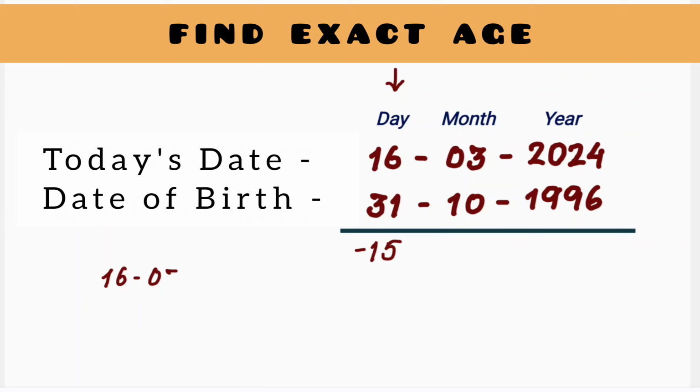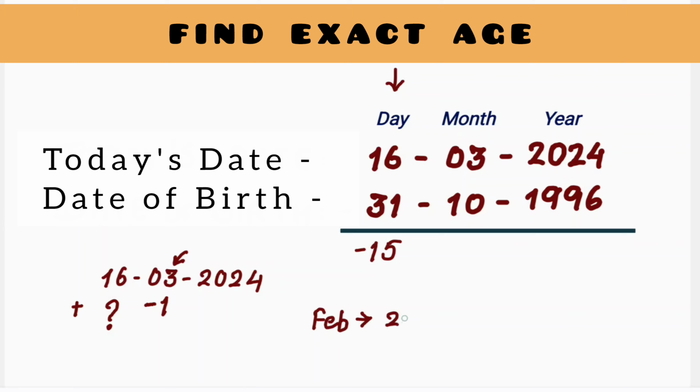Consider today's date. Subtract 1 from the month and add the corresponding number of days here. But how many days should we add here? Should it come from March? No, because the month has not ended yet. So we'll take dates from the previous month, that means from February.